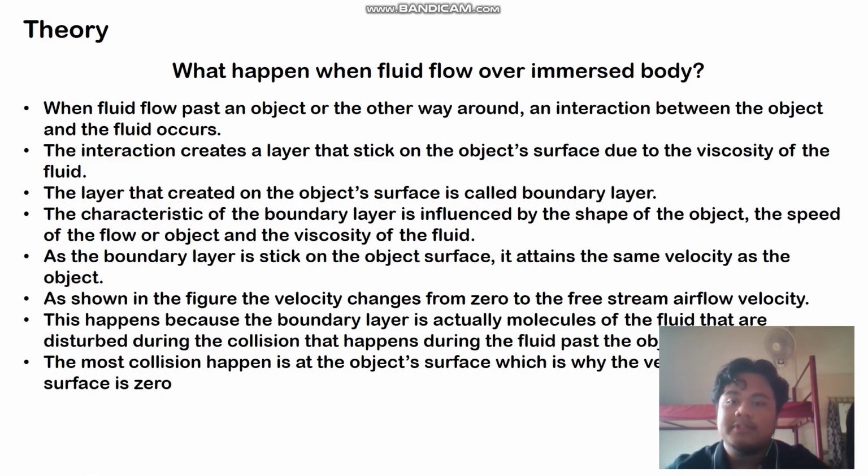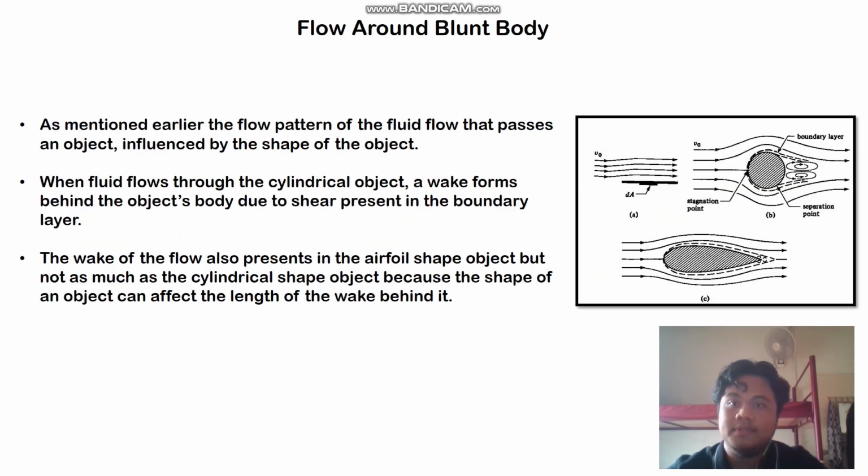This happens because the boundary layer is actually molecules of the fluid that are disturbed during the collision that happens as the fluid passes the object surface. Most collisions happen at the object surface, which is why the velocity at the object surface is zero. Okay. Next is the flow around the blunt body.